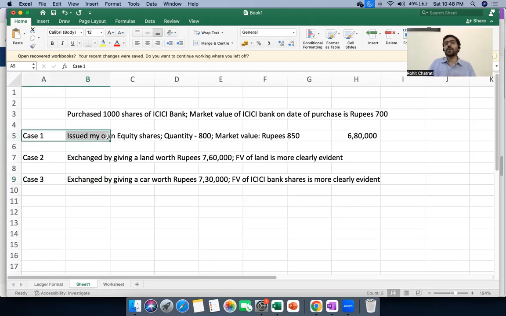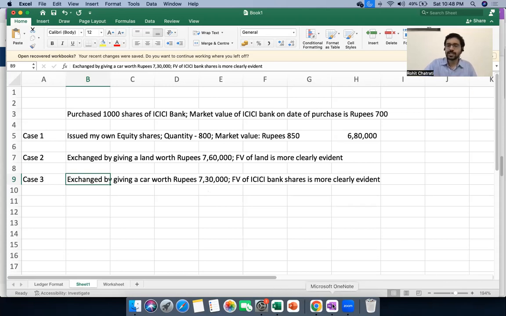In the first case, we will recognize the investment in ICICI Bank at 6,80,000. In the second case, we will recognize it at 7,60,000, which is the fair value of the land that I'm giving. In the third case, I will be recognizing it not at 7,30,000, but at 7 lakh rupees, which is the fair value of the ICICI Bank shares itself that I've actually purchased.